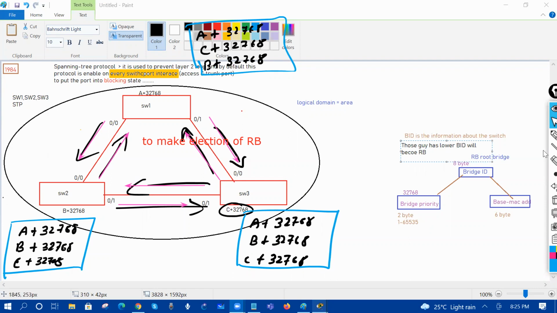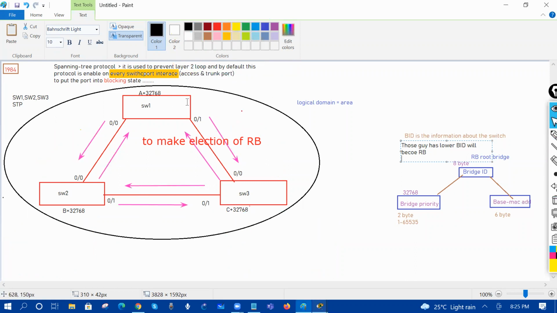So what this guy will do, he's saying, hey, you are the king. Switch 2 will compare itself, switch 3 will compare itself, and what they will find is that switch 1 is the root bridge. He's also going to tell this one, hey, you are the root bridge. So now you are the king, and the king is called the root bridge. Whatever other switches we have will become non-root bridges.